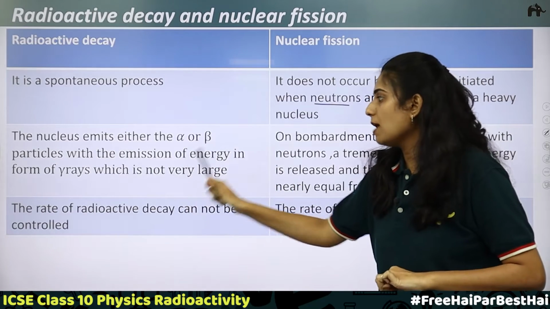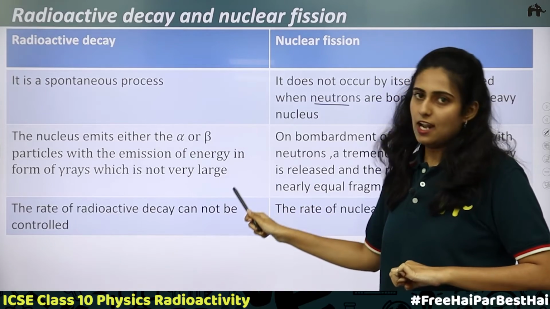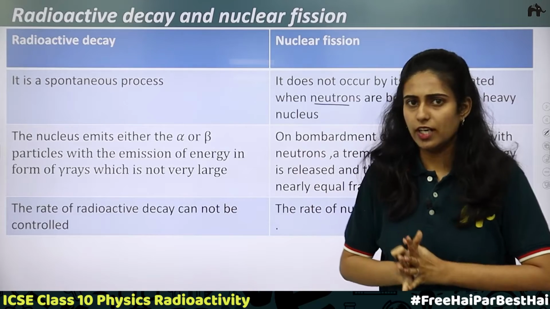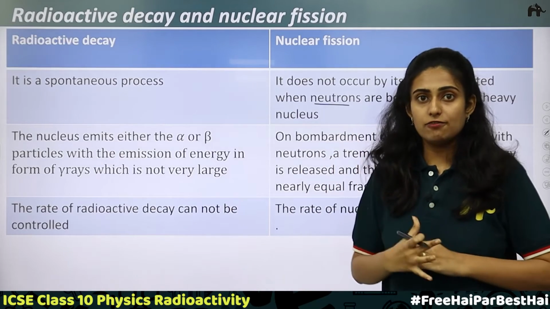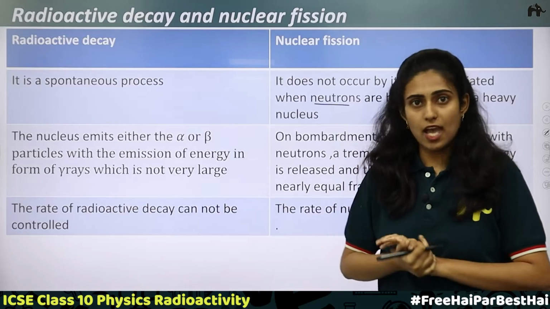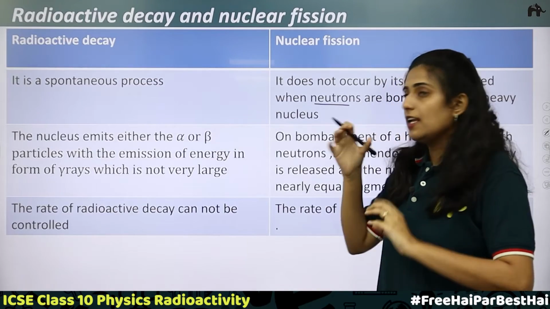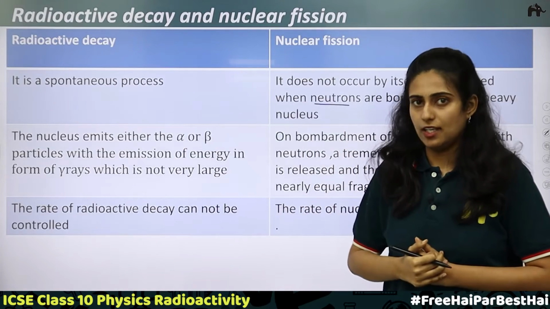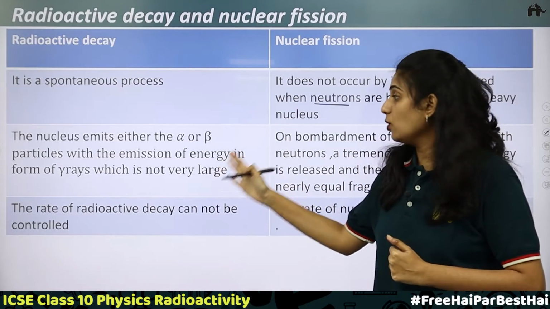Now the second point, the nucleus emits either the alpha or beta particles with the emission of energy in the form of gamma rays, which is not very large. Okay, this is a case of a radioactive decay. We have understood the radioactive decay, emission of alpha. What happens there? There is a change, that is a decrease in the atomic and mass number. Okay, then if it is in the unstable state, it will come to the stable state by emitting gamma radiation. So this was about the radioactive decay.